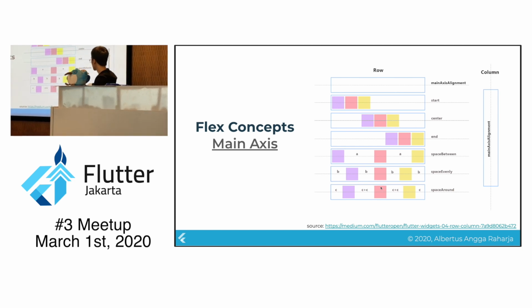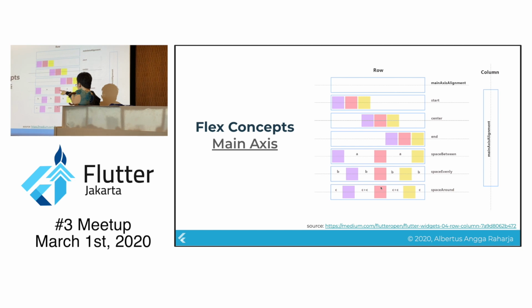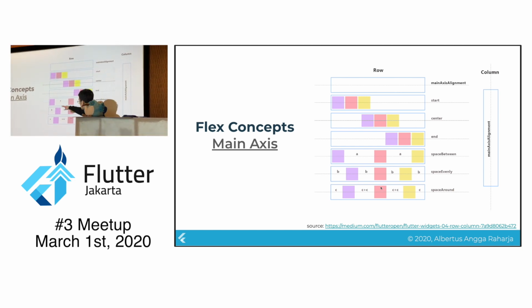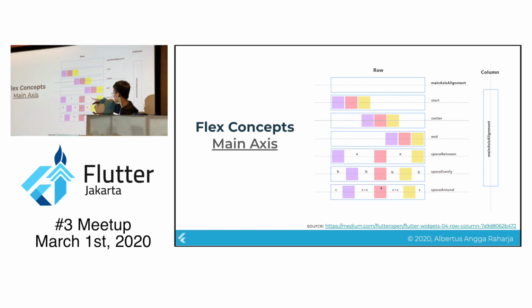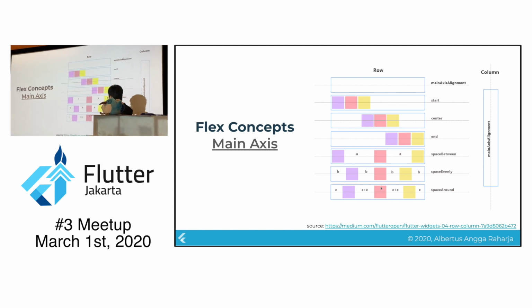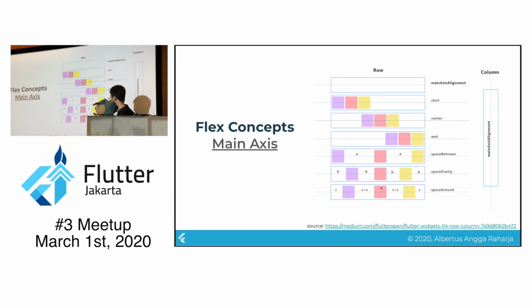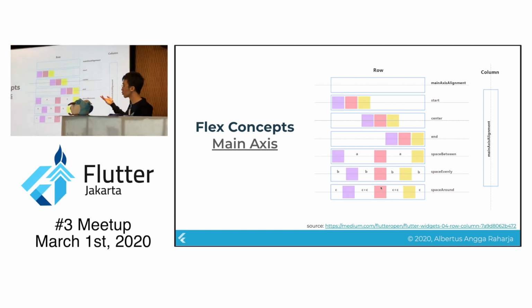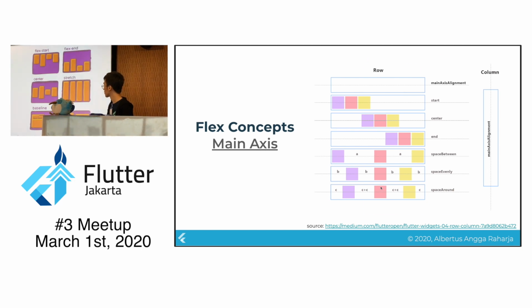With space evenly, you will have the leading and the trailing space, but all of the space will be exactly the same. But with space around, you will have the start and the end a bit different, and then the space between the children will be the same. So that's just the difference between them. It depends on your UI design which one you will have to use.